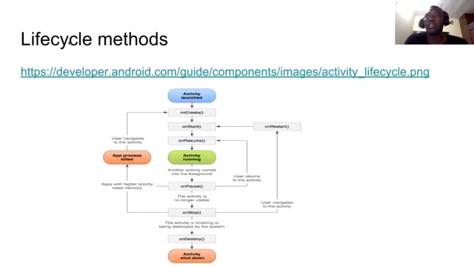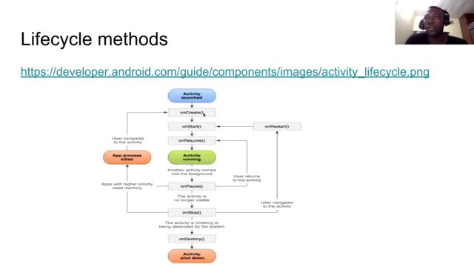Now let's talk about the activity lifecycle methods. Like I said earlier, the activity lifecycle is a set of methods or callbacks in an activity. The system interacts with our application through these callbacks, or we can also use some of these callbacks to communicate with other activities or other applications.